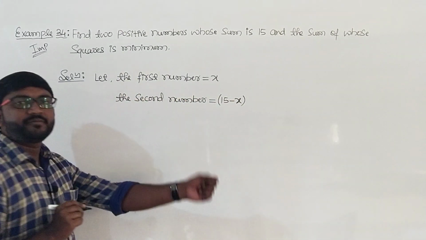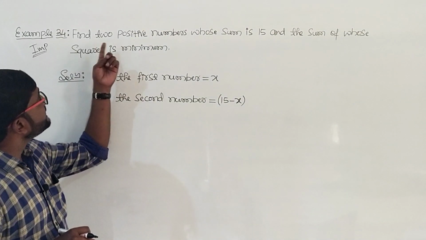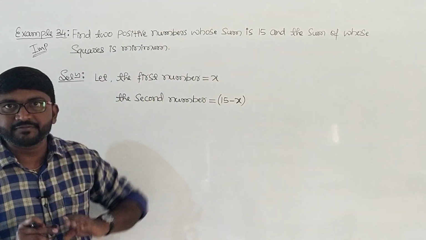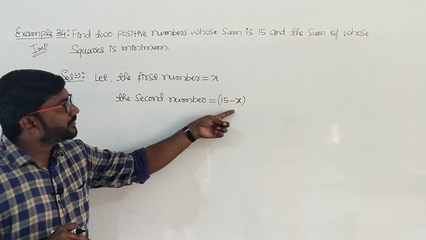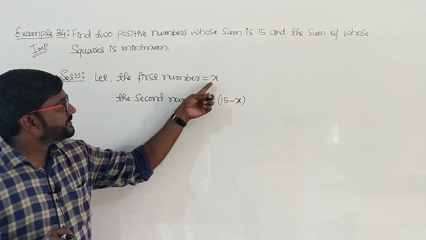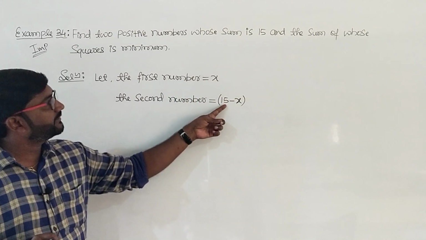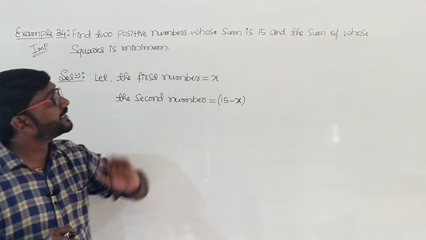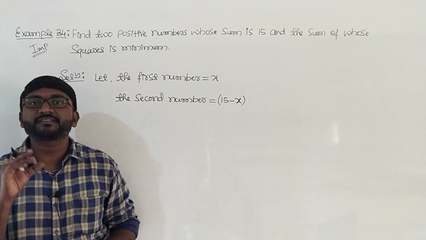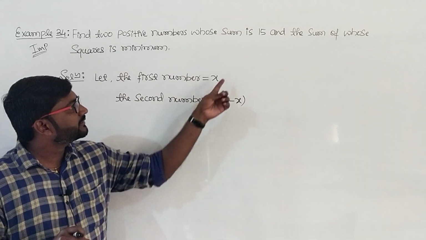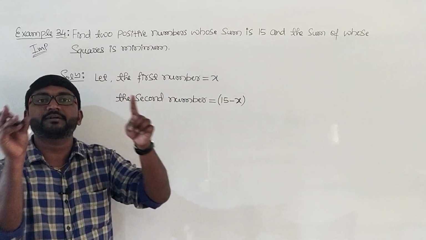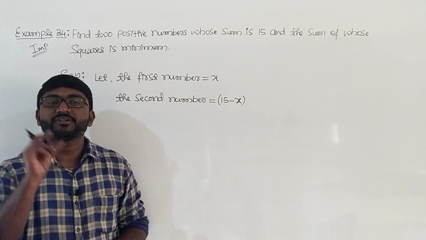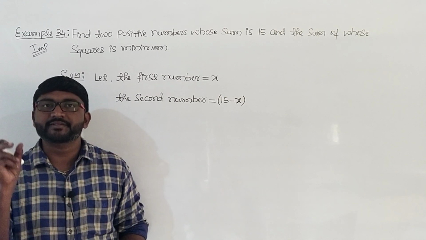Why have we taken 15 minus x? See here, he says find two positive numbers whose sum is 15. Take the sum of these two numbers: we add x and minus x, which cancel, and we get 15. That's what it says. Then he says the sum of whose squares is minimum. We have to take the square of these two numbers and take the sum. That is going to be indicated by capital S of x.